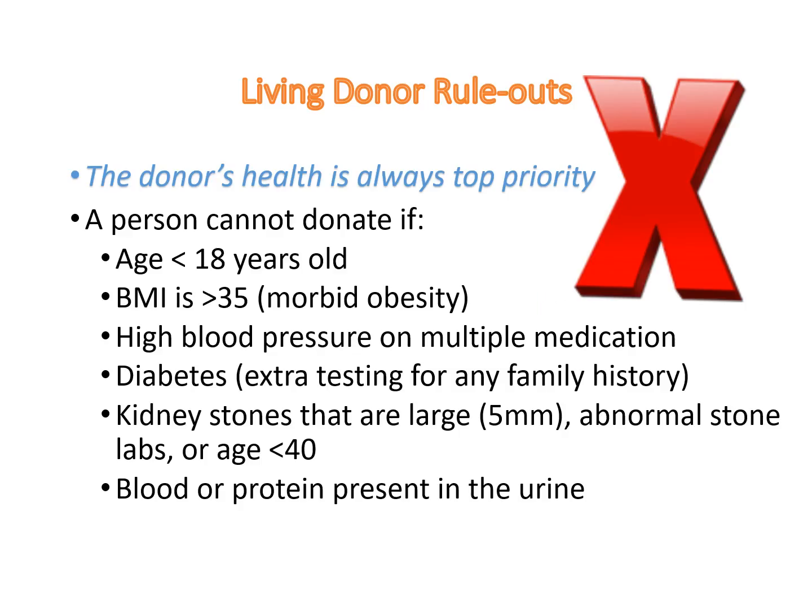Since a donor's health is always the top priority, someone cannot donate if they are less than 18 years old, if their BMI is greater than 35, if they have high blood pressure and are on multiple medications, if they have diabetes. There will be extra testing for a donor who has a family history of diabetes. A donor also cannot donate if they have kidney stones that are large, greater than 5 millimeters, or abnormal stone labs, or if any person that has kidney stones is less than the age of 40. If there is blood or protein present in the urine, they also cannot donate.